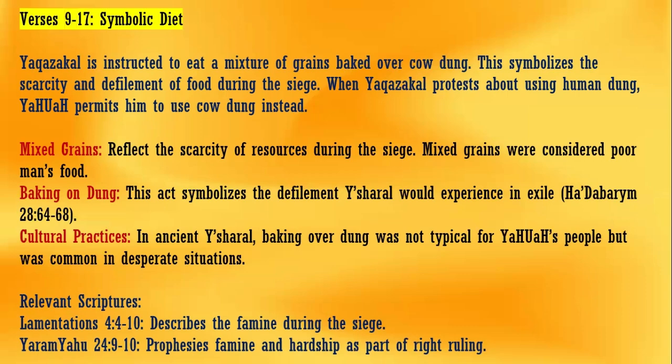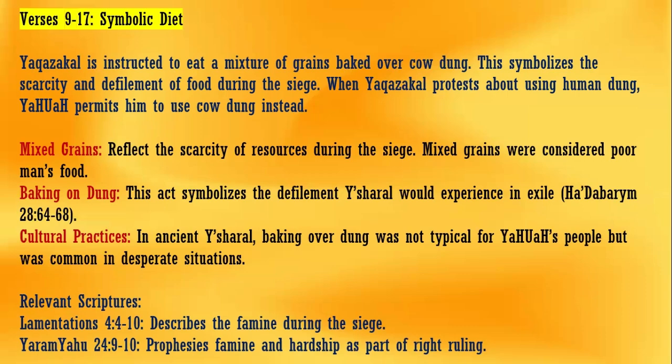Mixed grains reflect scarcity of resources during a siege. Mixed grains in those times was considered poor man's food, because in those times wheat was really the primary grain used to bake, and was seen as that which those who were well off would use to bake bread. So for you to be using a little of each grain to try to make bread showed there was scarcity.